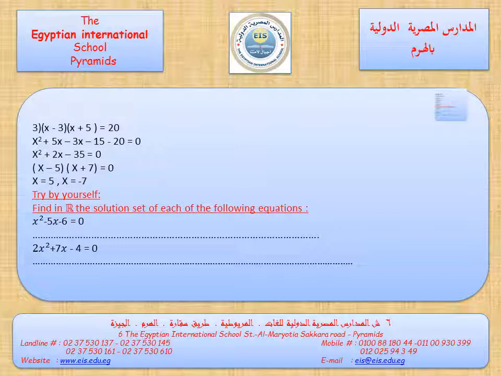35 is negative, so the bigger number takes the middle sign. So 7 takes the positive sign and 5 takes the opposite sign, negative. So the answer will be x minus 5 and x plus 7 equals 0. We can divide the paper into two parts. x minus 5 equals 0 one time and x plus 7 equals 0 another time. So x minus 5 equals 0, so x equals 5, and x equals negative 7. So the solution set equals 5 and negative 7.